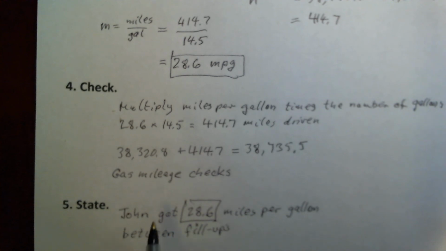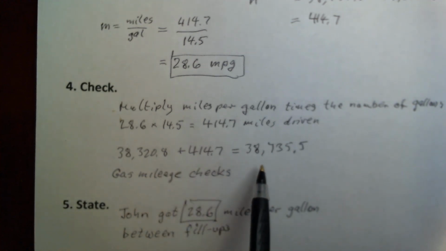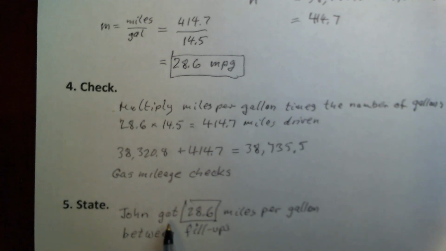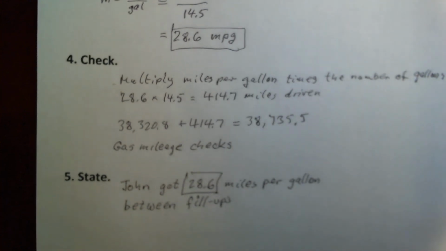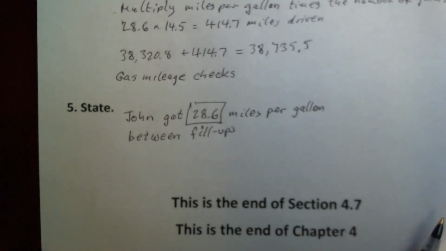So here we have the concluding check, adding the original odometer reading and the miles driven, and that gives us the ending odometer reading when we looked at it again. And so now we state that John got 28.6 miles per gallon between fill-ups. This is the end of section 4.7, and this is also the end of chapter 4.